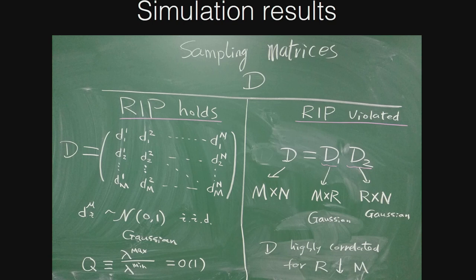And the second example is where we consider a matrix for which the RIP conditions are violated. In this case, we assume this matrix D is a product of two matrices, D1 and D2. D1 is M times R dimension, and D2 is R times N dimension. Both are Gaussian. And in this case, when R approaches M, D becomes highly correlated, and this singular value ratio Q becomes very large.